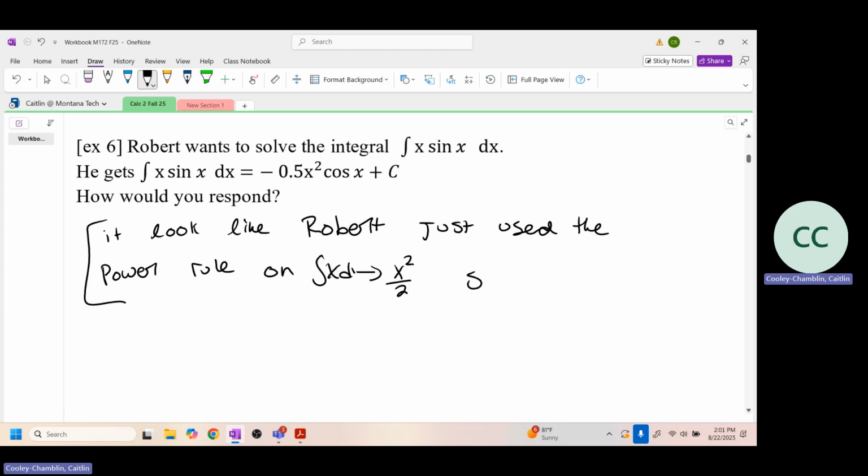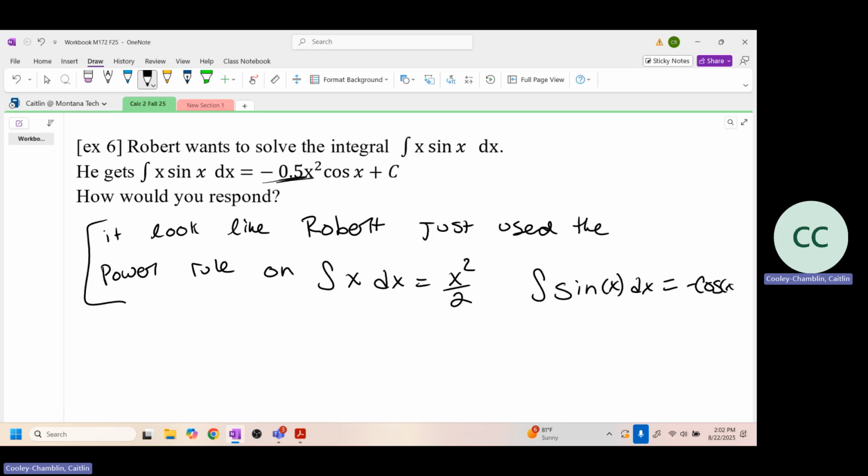So the integral, okay, let me write this a little bit nicer. The integral of x dx gives me x squared over 2, which is this first part. And then what he did was the integral of sine of x dx equals negative cosine of x. So he just integrated these pieces separately. We do not have a rule that says that.